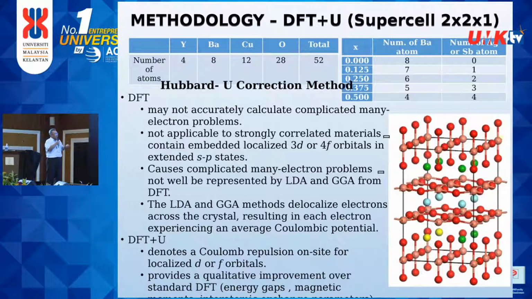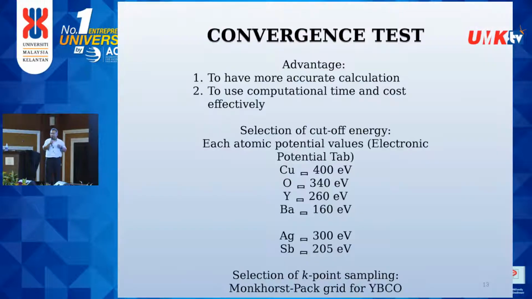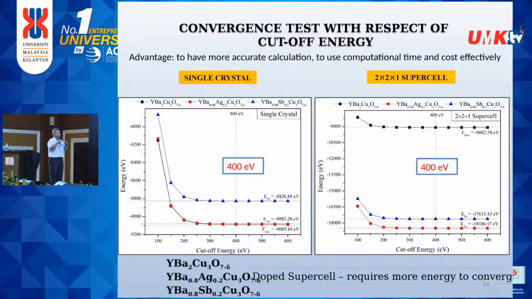So for the selection of K-point sampling, we use a Monkhorst-Pack grid for YBCO. Okay, this is for the single crystal. We can see that the cutoff energy is around 400 eV. This is the optimum cutoff energy for the single crystal and also for the supercell. For the doped supercell, it requires more energy to converge. For these three samples, we use pure YBCO, then silver 0.2 doped in barium, and also antimony 0.2 doped in barium.